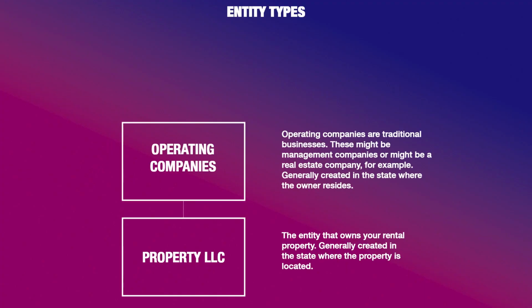The second type of entities are operating companies, like traditional businesses. Now, those might be management companies, or it might be your real estate company, or any company that's actually doing active business. That is going to be set up generally in the state where you reside. Where is that company doing business? It's typically in the state that you live in.